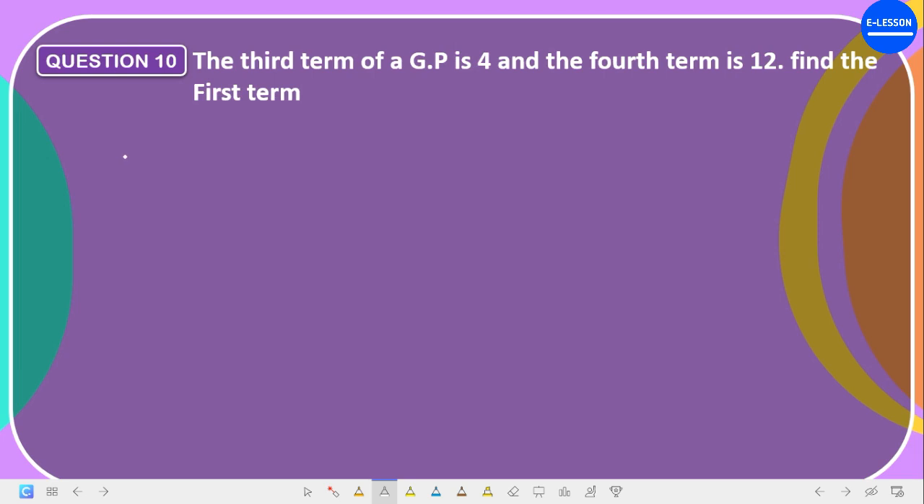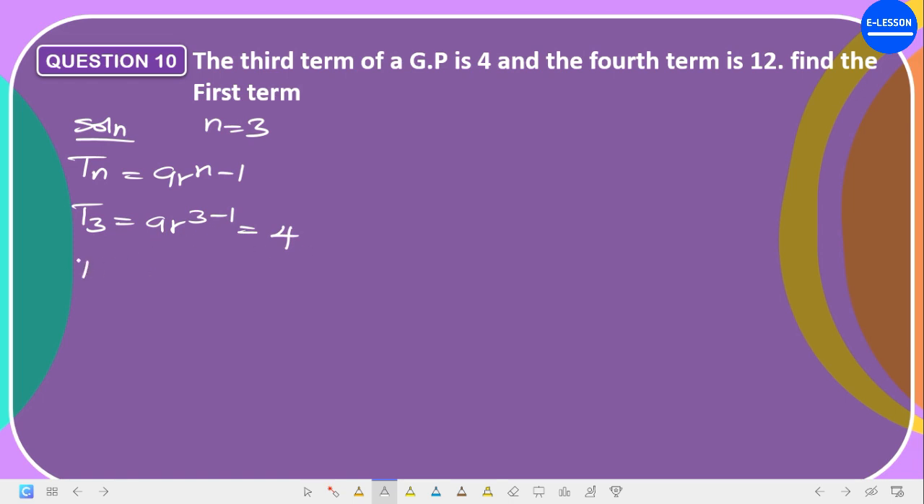The third term of a GP is 4. Now, first of all, we need to know the nth term of a geometric progression. Tn is given as a r to the power n minus 1. So if they say the third term is 4, it means what? Third term T3, which equals to what? A r to the power of, our n is what? 3. Because they say third term. When they say third term, it means n is equals to 3. So 3 minus 1, everything is equals to what? 4. T third is equals to 4.